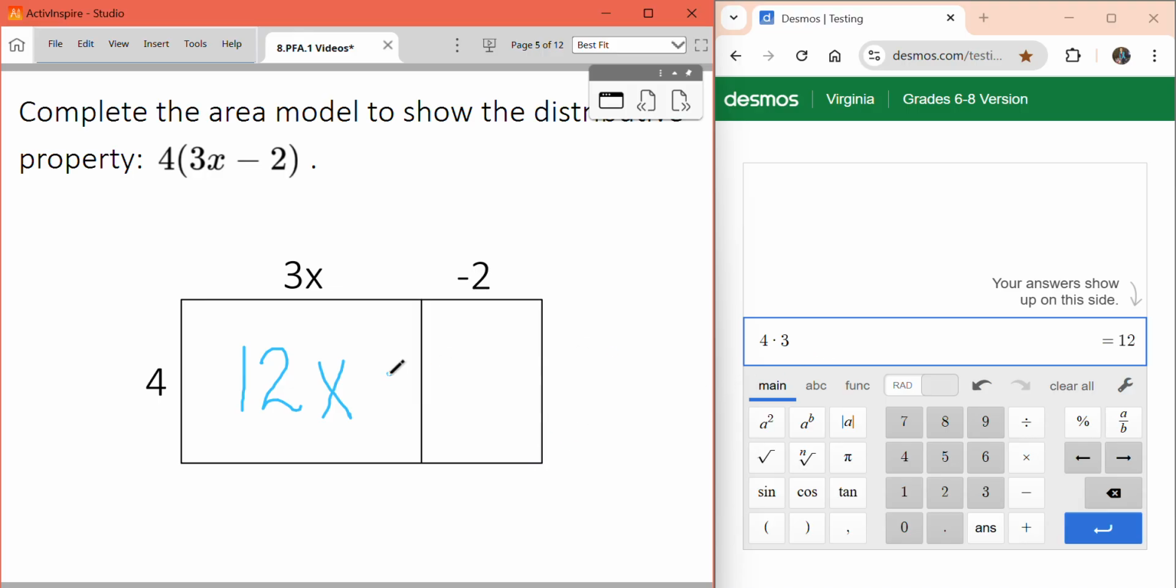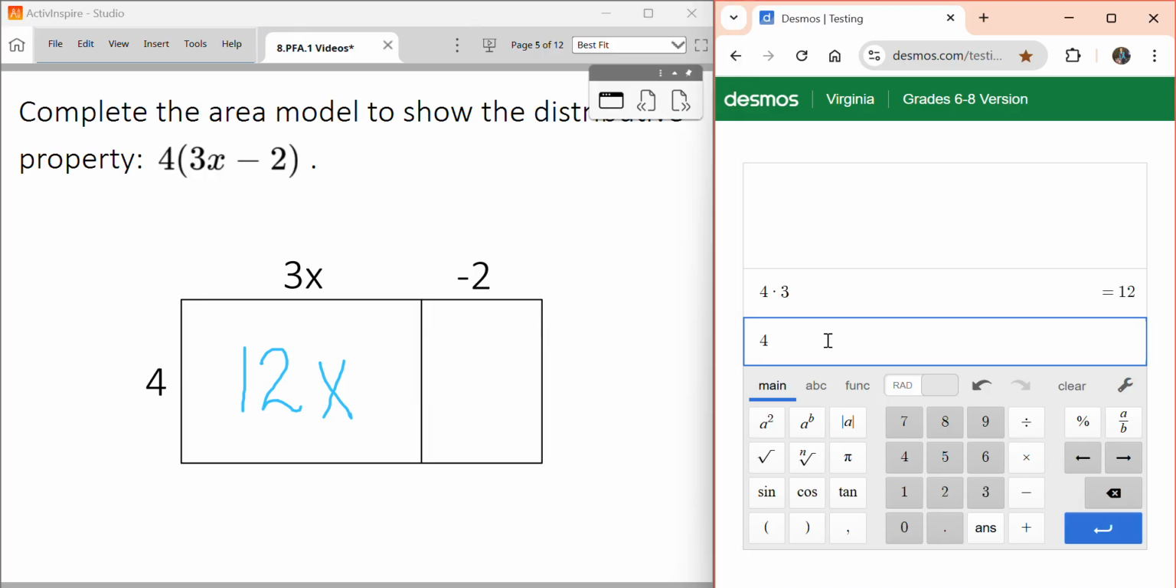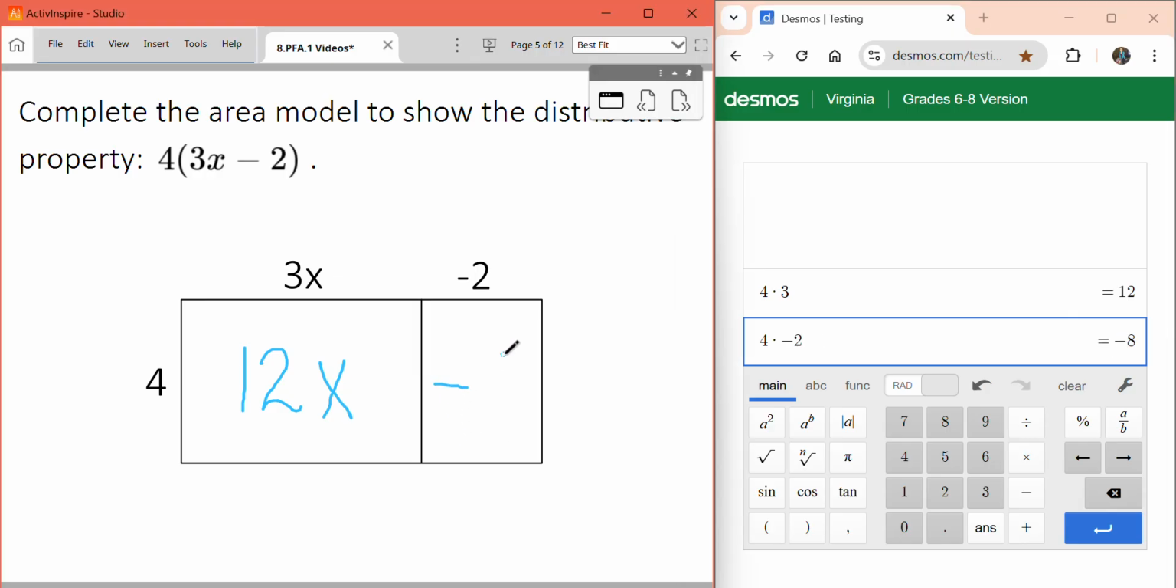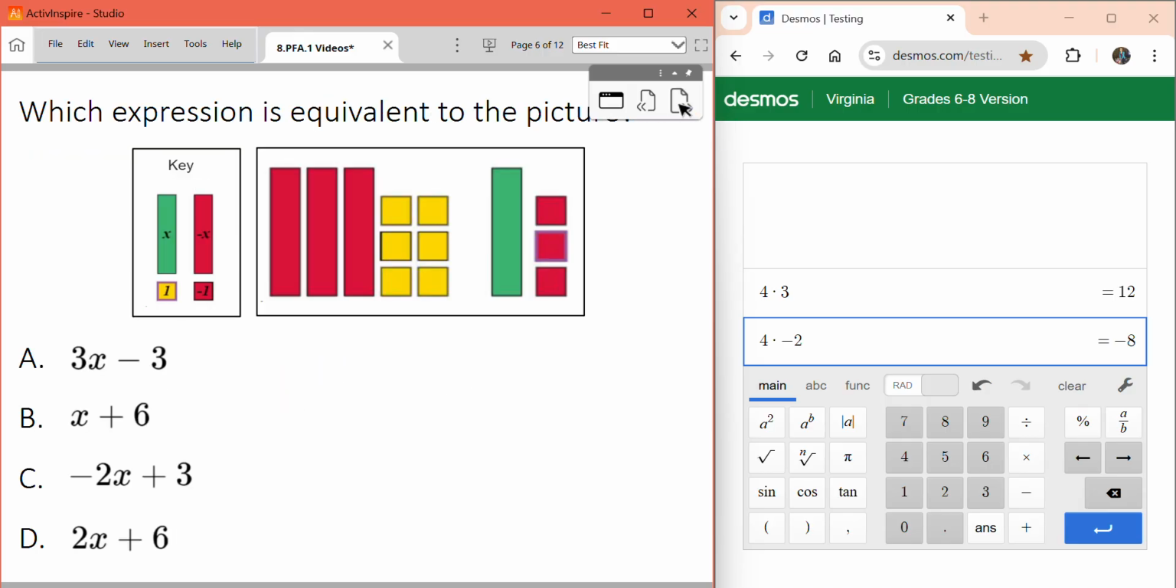Okay. Then over here in the little part, again, I could draw 4 rows of -2 blocks, but that's already taking me a while. So instead, I'm going to go over to Desmos and do 4 times -2, and that's going to give me -8. So this is just a different way to show distribution. And in another video, we'll actually solve it without the model.